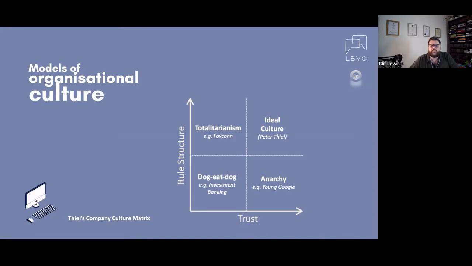And so of the 4 quadrants, a high rule structure but low trust is totalitarianism. If you've got low rules and low trust, it's kind of dog eat dog. Everyone is just out for themselves. If you don't have many rules, but you have a lot of trust, there's anarchy, and the example the authors use is a young Google. It's definitely not the case anymore. They're very much more structured now. And then the ideal culture, according to the authors, is if you have high rules, but also high trust.